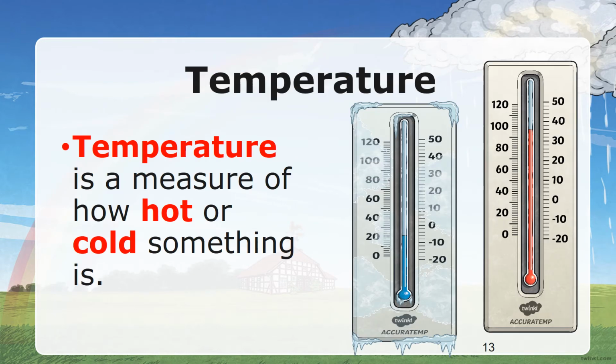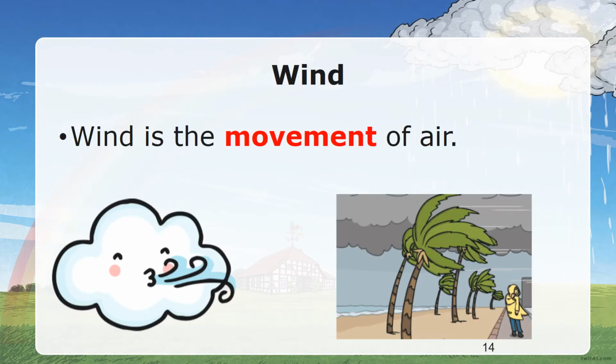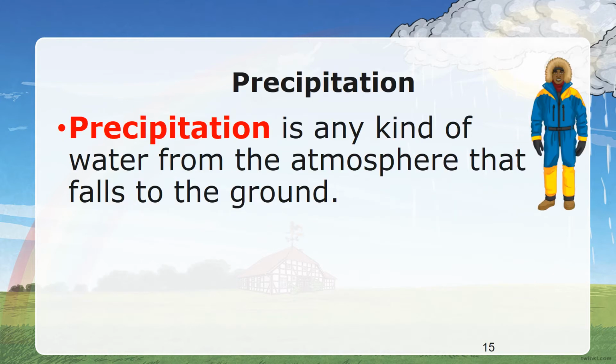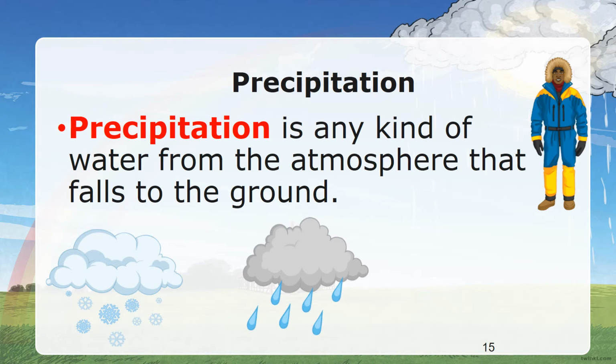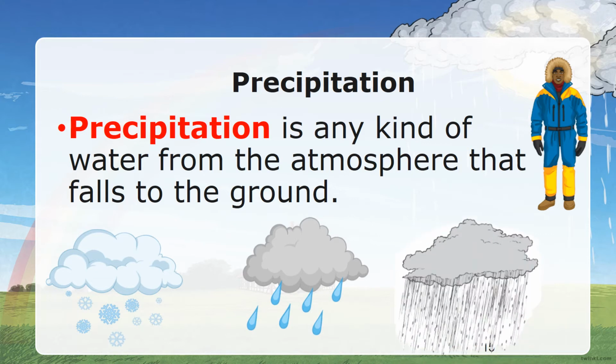Temperature. Temperature is a measure of how hot or cold something is. Wind. Wind is the movement of air. Precipitation. Precipitation is any kind of water from the atmosphere that falls to the ground. We have snow, rain, and hail. These are forms of precipitation.